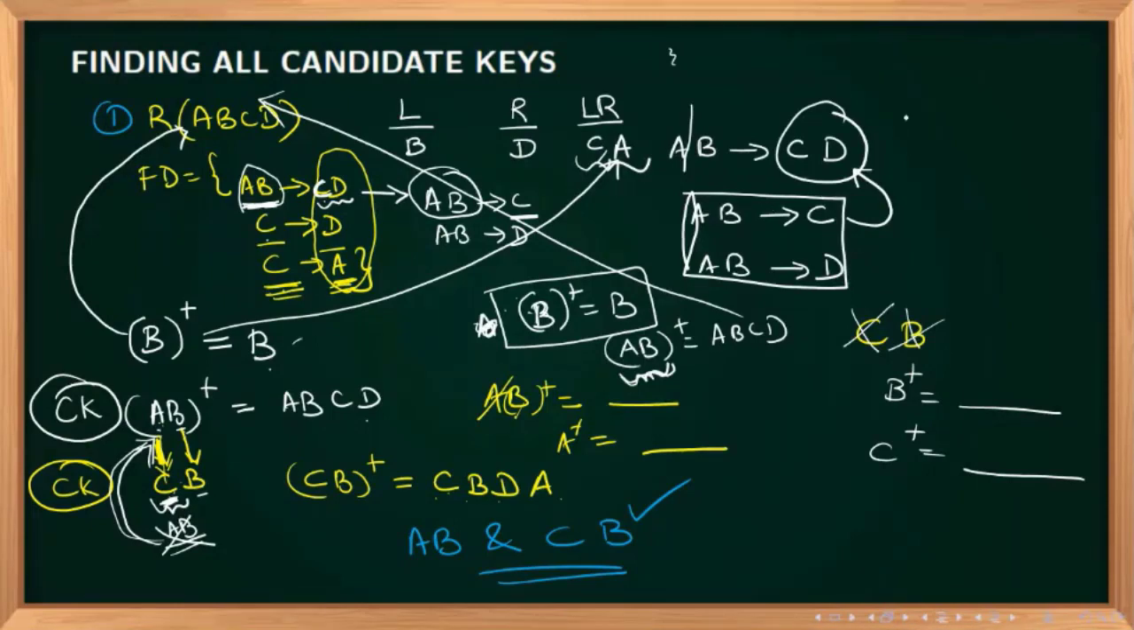Can somebody else tell me, after finding the first candidate key, what is the procedure for getting all other candidate keys? Can somebody else unmute and tell me? Somebody can respond. Very good. Who is this? First of all, you introduce. Who is this? Sonia. Tell Sonia.